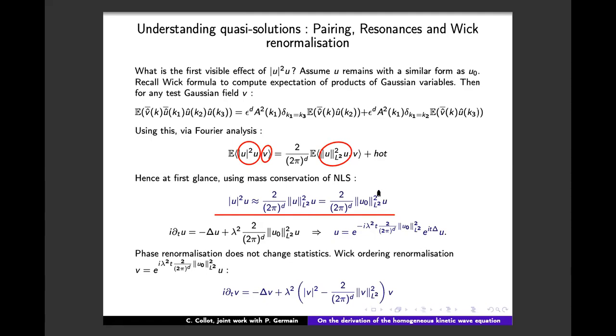However, this is a conserved quantity for my flow. So the L2 norm remains constant. So the nonlinear effect to leading order is just a constant times u. So if I solve this equation, when I replace the nonlinear effects by their leading order approximation, then I don't see anything in particular because this is a linear term in u. And what I see is just some oscillation, with the typical scale of time being my nonlinear time scale that I introduced earlier.